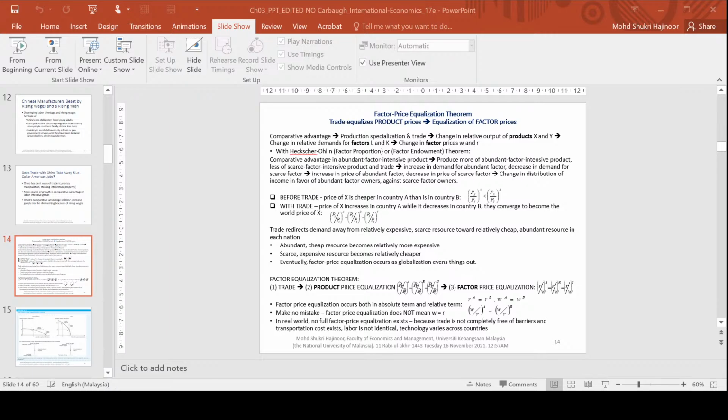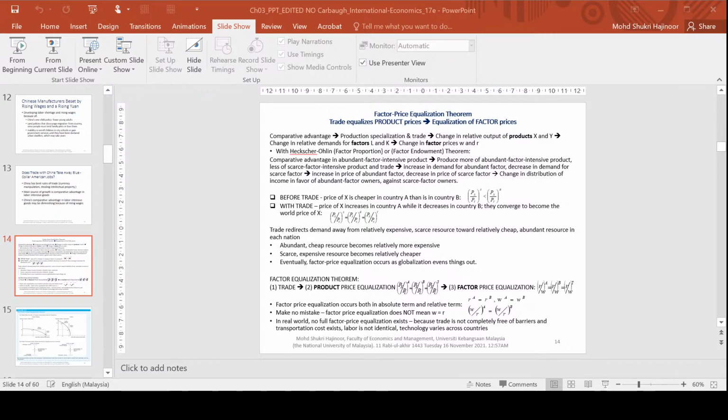So in this case, China specializes in textile, which is labor intensive. Increase textile, increase the use of labor and capital, or capital and labor. But which one will increase by more? Labor use will increase by more, because textile is labor intensive.